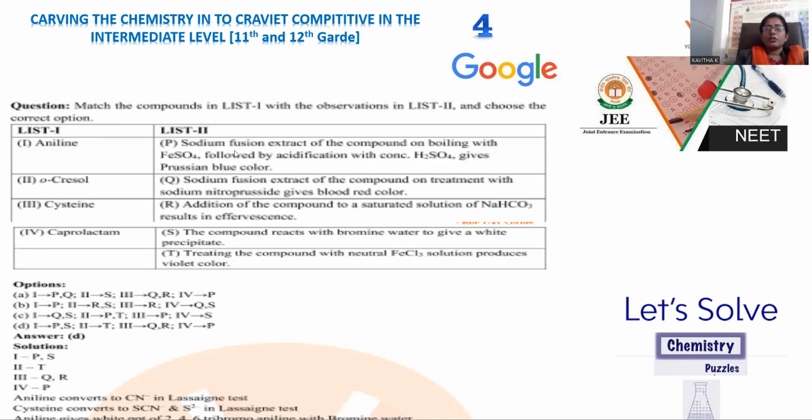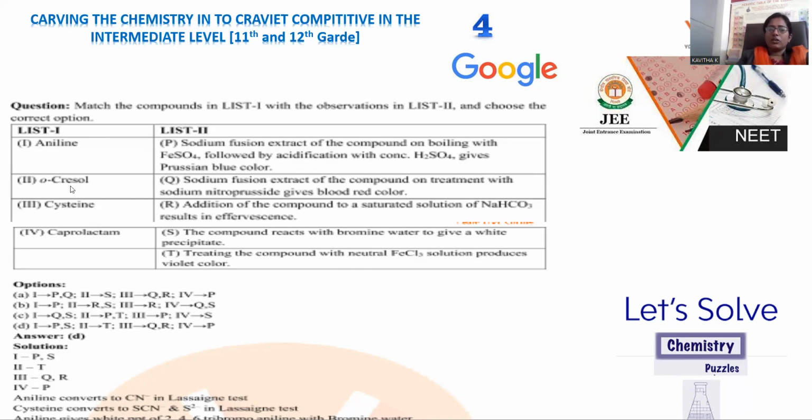What is P saying? Sodium fusion extract for the compound boiling with the ferrous sulfate, followed by acidification with concentrated sulfuric acid, Prussian blue color is obtained. Aniline will give Prussian blue color with the sodium fusion extract test. Okay, that is correct. And S, what is S saying? The compound reacts with the bromine water to give white precipitate. Aniline when treated with bromine water, white precipitate will be formed. Let's check whether it is correct or not.